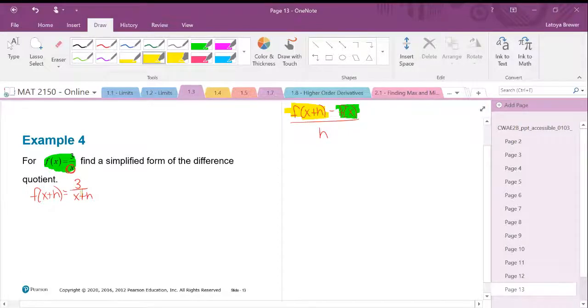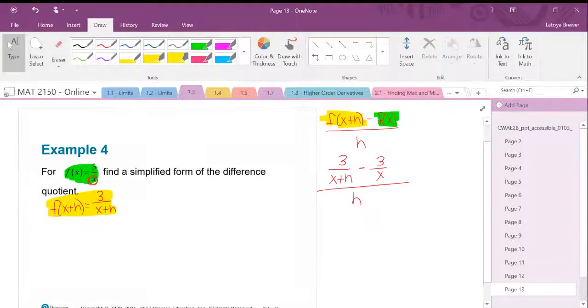I'm going to highlight this in yellow so you can see where my pieces come from. They correlate. The colors correlate there. And I'm going to take each one of my parts and substitute them in where they belong. So I have 3 over x plus h minus my f of x, which is 3 over x. Then I'm going to divide that by h.